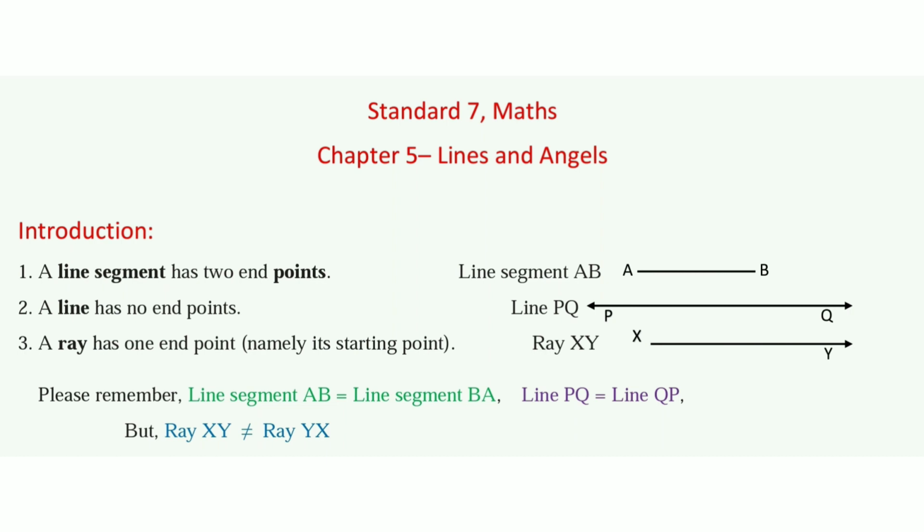So please remember, line segment AB is equal to line segment BA. Line PQ is equal to line QP. But ray XY is not equal to ray YX. It's clear? Please remember this.